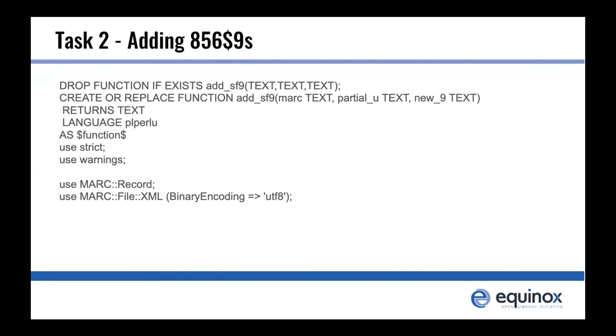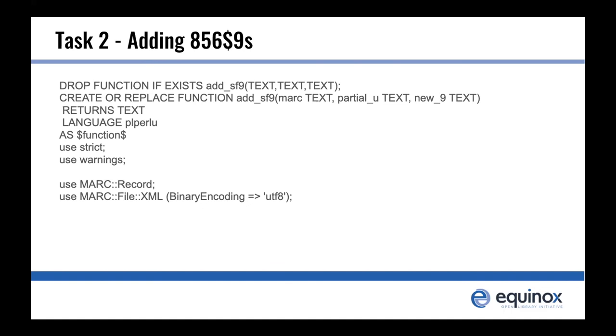So what this function is going to do is add a subfield nine. So just like we showed before, and I feel like I'm showing the same things over and over again, but that's the nature of a fundamental. You want to go over it over and over again. Drop the function if it exists, create or replace function. I try to name things as confusingly as possible, so I just called it add subfield nine.